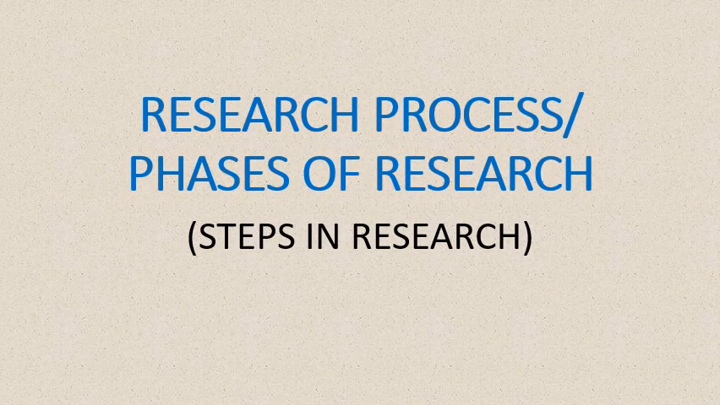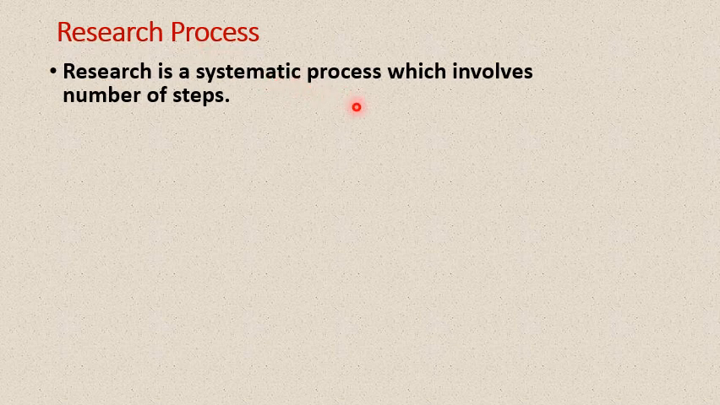The next topic is the research process or phases of research, or in other words, the steps in a research process. Let me start from the word research process. Research is a systematic process which involves a number of steps. Research is systematic, which involves predetermined steps and procedures.